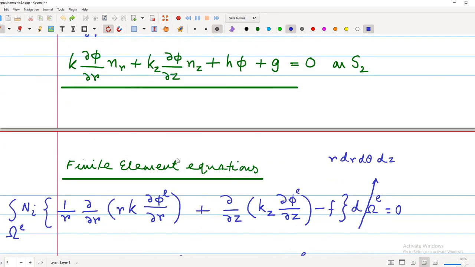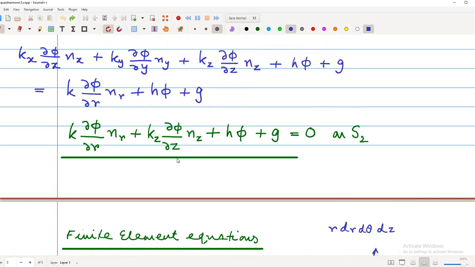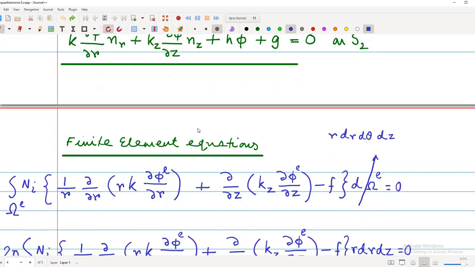So now that we have got the governing differential equation for quasi-harmonic axisymmetric case along with the Cauchy boundary condition, the Dirichlet boundary condition is simple. It is only phi specified boundary. So now when you derive the finite element equation using Galerkin's principle, you use the weighting function Ni, and this is what you do.